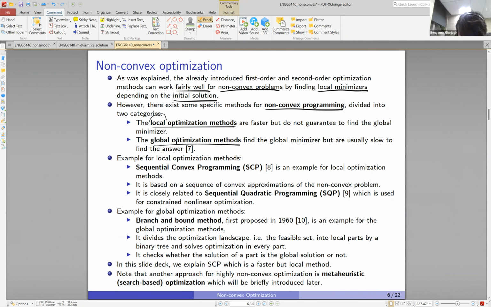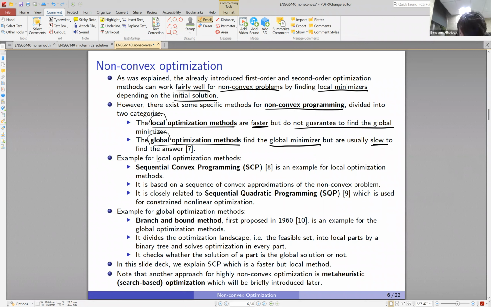Local or global. Local optimization methods are faster, but they don't guarantee to find a global minimizer, or if it's a maximization problem, a global maximizer, doesn't matter. But global optimization methods guarantee to find the global minimizer or maximizer, and they can certify that also, whether it's global or not, but they are usually slow to find the answer. So there is a trade-off between these two categories. You want to be fast, or you want to find the actual global minimizer.